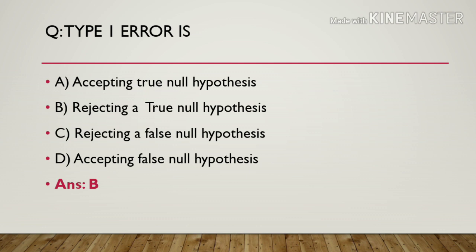Moving to next question. Type 1 error is the probability of. Options are accepting a true null hypothesis, rejecting a true null hypothesis, rejecting a false null hypothesis, and option D, accepting a false null hypothesis. Type 1 error has one and only definition, that is rejecting a true null hypothesis. That is, here the answer is option B.